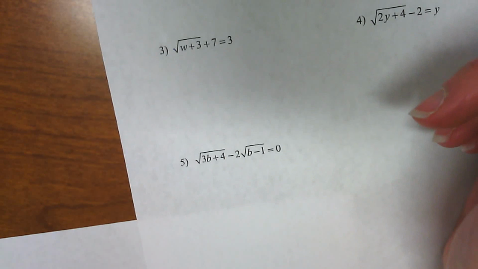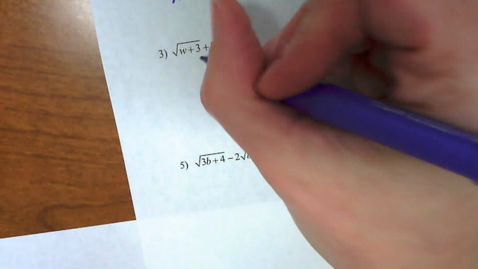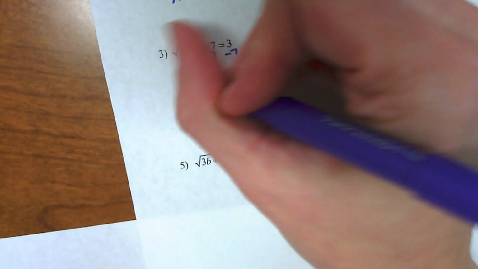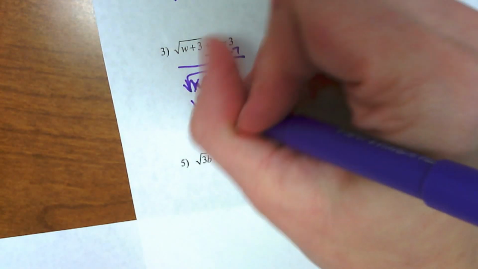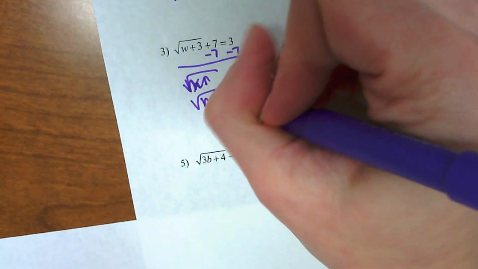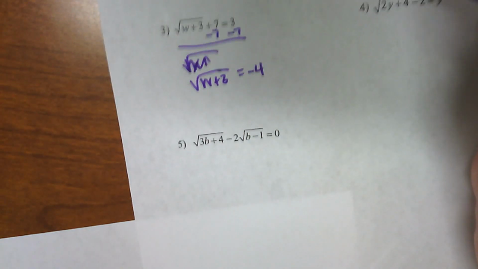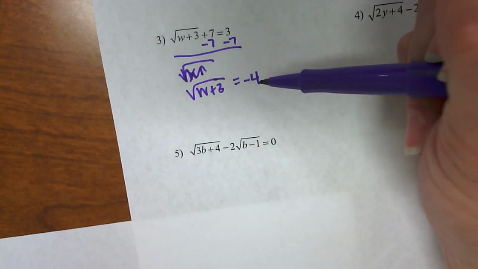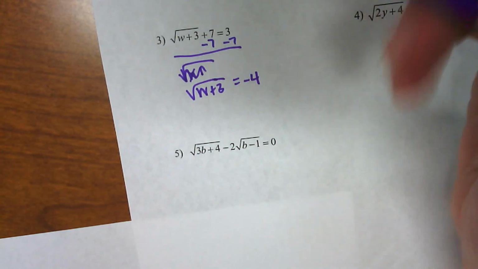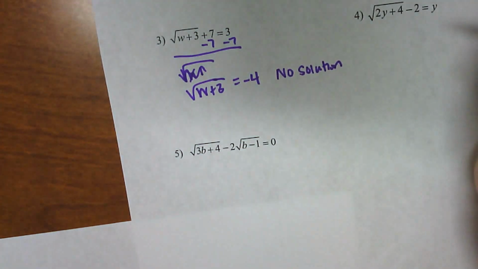For the next one, before we can square, we need to get the radical isolated. So we're going to subtract 7 on each side, and we have the square root of w plus 3 is equal to negative 4. When we take the square root, we're not going to get a negative answer. The square root is going to be a positive number. So I could stop right here and realize that this is no solution.